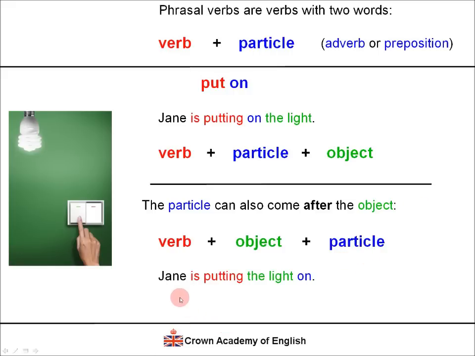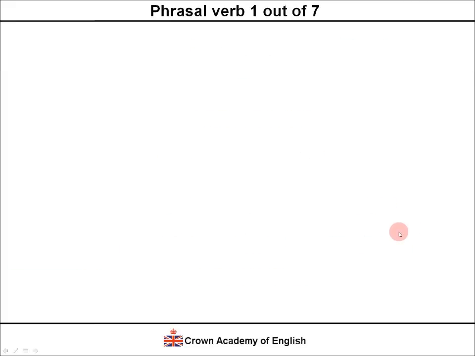Example. The same example. Jane is putting the light on. The verb, the object, and then the particle. So both of these sentences, they are both correct and they both mean exactly the same thing. So in most cases, we have a choice of the order, either this order or this order. Let's look at now 7 examples of phrasal verbs with the verb put.